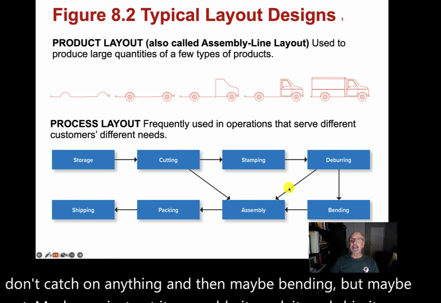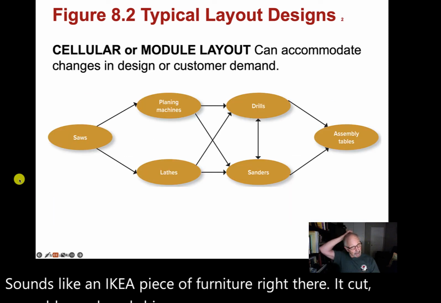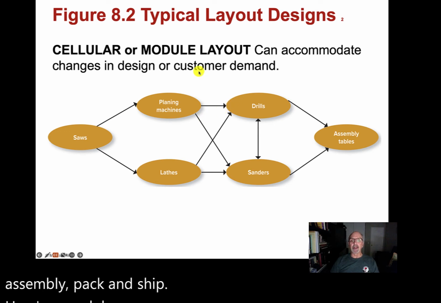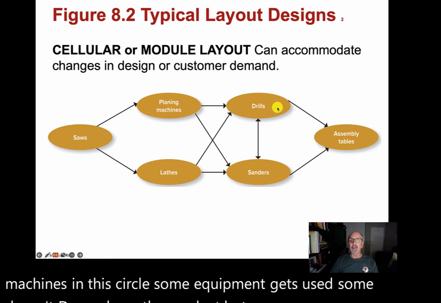Sounds like an IKEA piece of furniture right there, doesn't it? Cut, assembly, pack, and ship. Here's a module layout. So we have different machines in this circle. Some equipment gets used, some doesn't, depends on the product, but it moves from one station to the next.